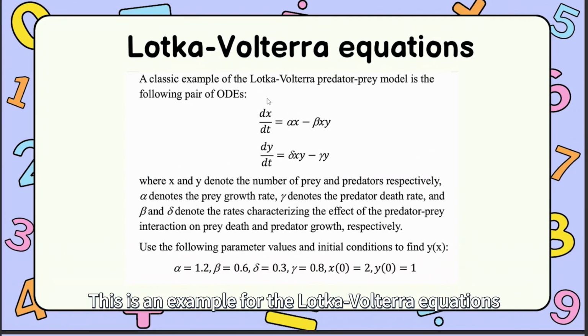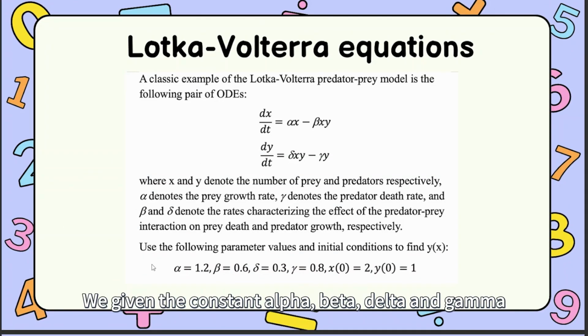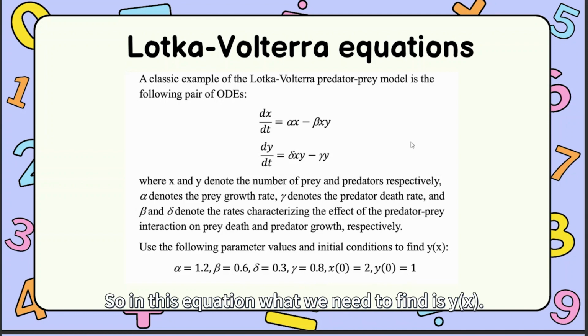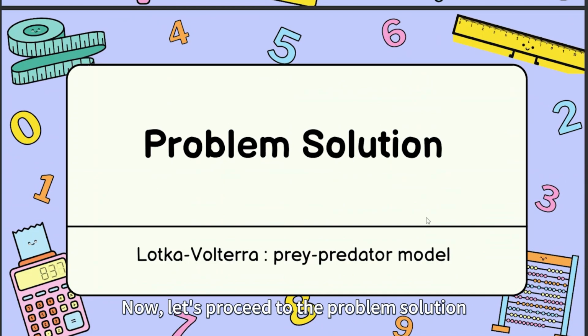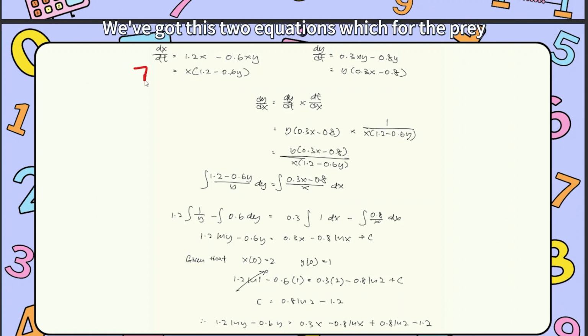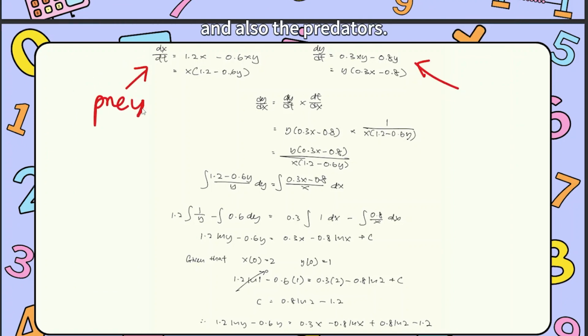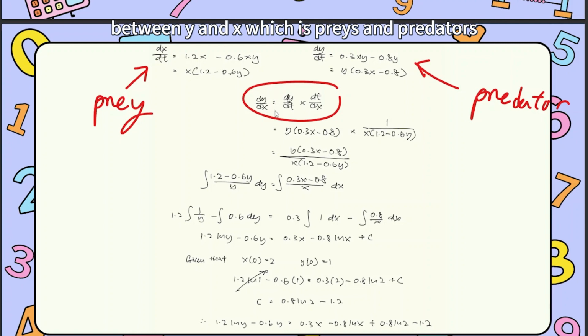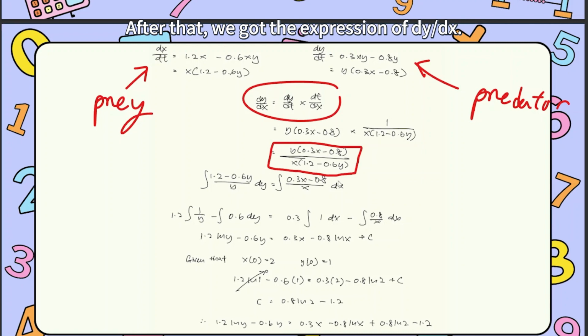This is the example for the Lotka-Volterra equations. We are given the constants alpha, beta, delta, and gamma, and also the initial values of y and x. In this question, what we need to find is y(x). Now let's proceed to the problem solution. First, by substituting the constants alpha, beta, gamma, and delta, we get these two equations for the prey and the predator. Then by using the chain rule, we can find the relation between y and x by dividing these two equations. After that, we get the expression of dy/dx.